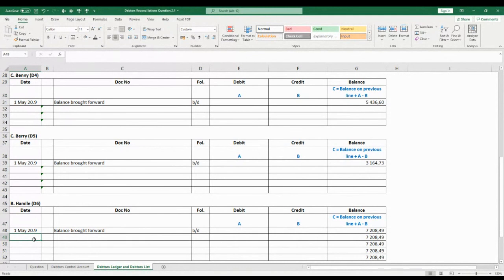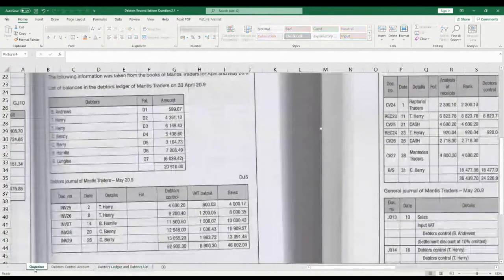So what is the information based on your debtors journal that needs to be captured in there? So if you look at this, what information do we have? What's the main information I will capture in B. Hamill's account?